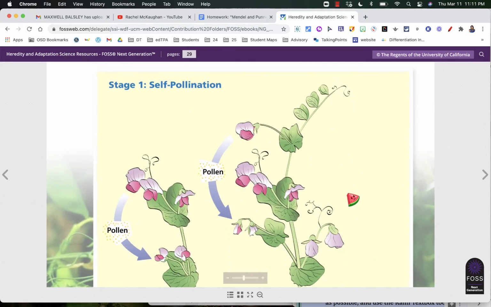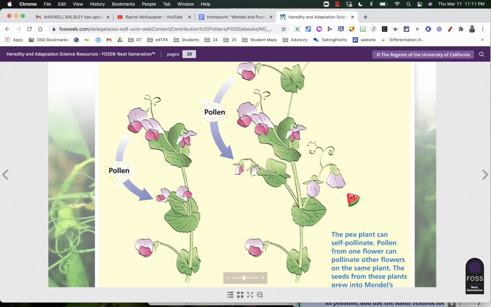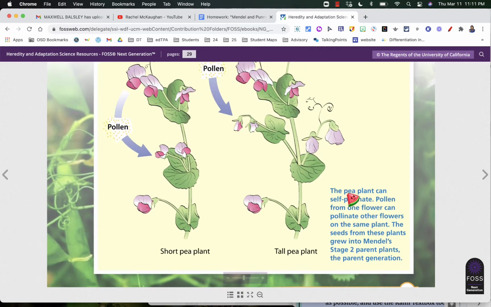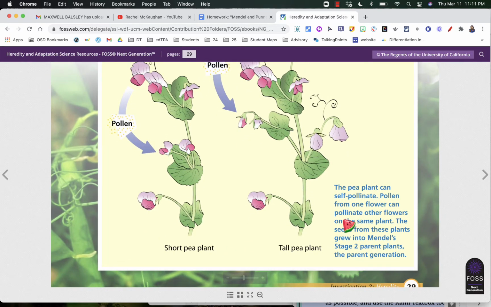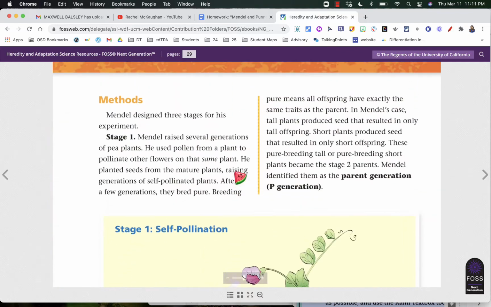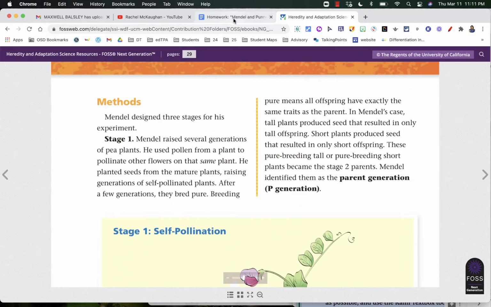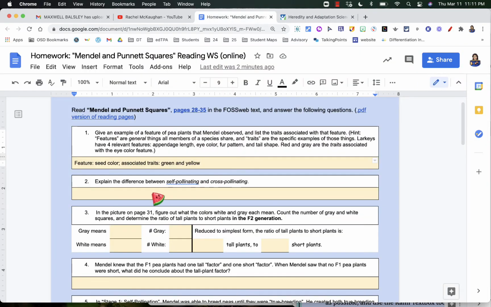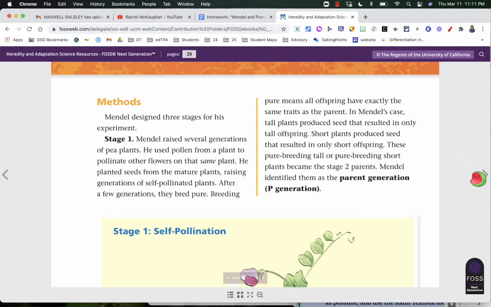Stage 1, self-pollination. The pea plant can self-pollinate. Pollen from one flower can pollinate other flowers on the same plant. The seeds from these plants grew into Mendel's stage 2 parent plants, the parent generation. Short pea plant, tall pea plant. Okay. What is the other question? Here we go. Explain the difference between self-pollinating and cross-pollinating. Well, let's find out.